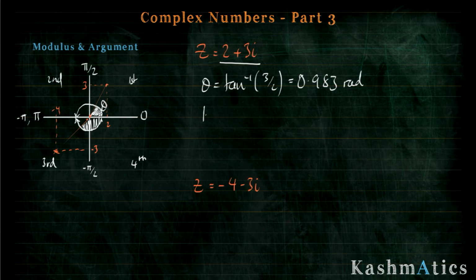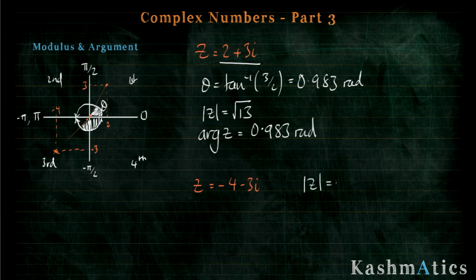the modulus of z is equal to root 13, and we worked that out before, and the argument of z, which we write arg z, would equal 0.983 radians. Now if I was doing this number here, so z equals minus 4 minus 3i, we've already worked out what the modulus is.